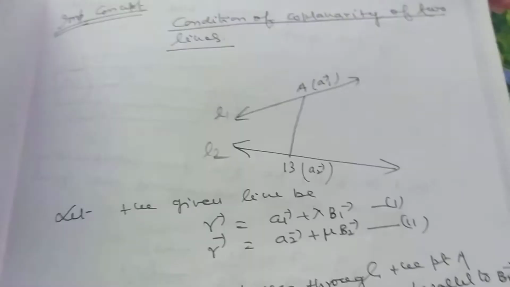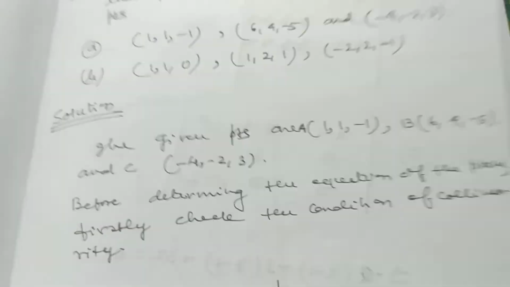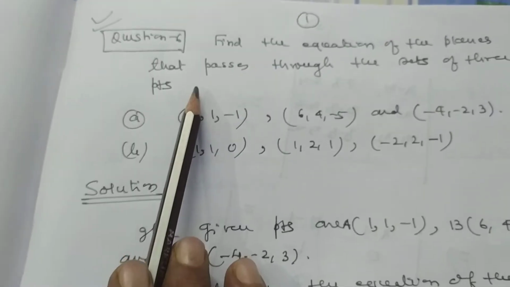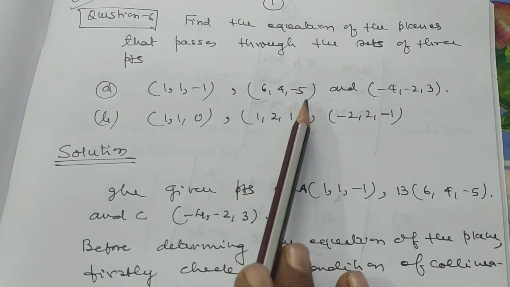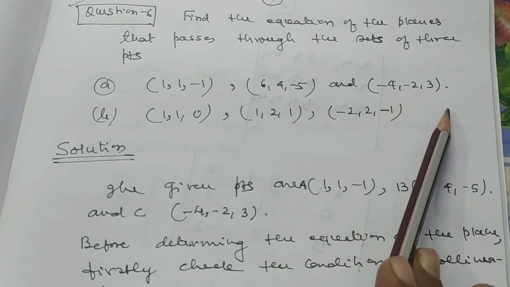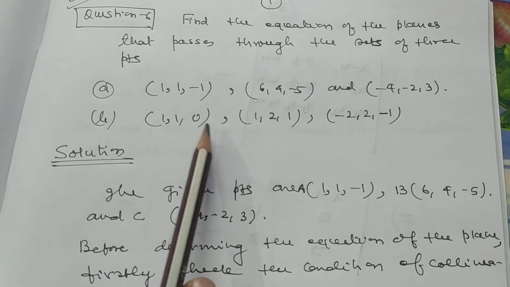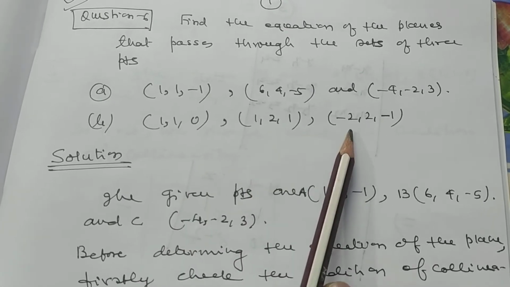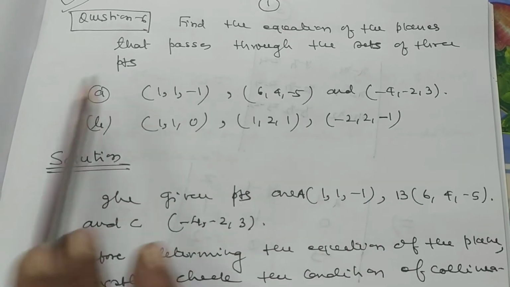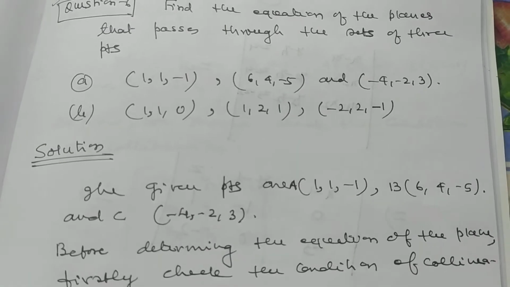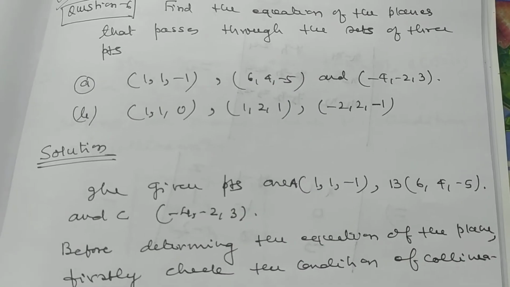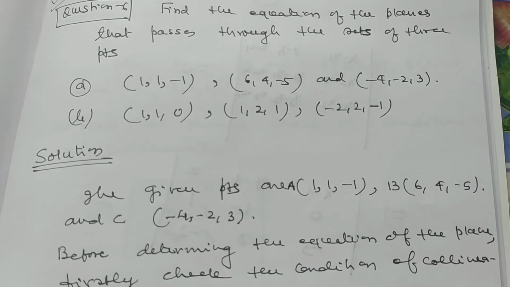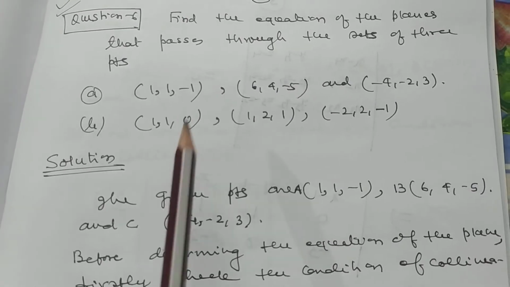We have already discussed this. Now my dear students, we will solve problem number 6 of NCERT: the points 1, 1, minus 1; 6, 4, minus 5; minus 4, minus 2, 3; and 1, 1, 0; 1, 2, 1; minus 2, 2, minus 1. There are 2 problems. How will you proceed? First you check whether the points are collinear or non-collinear. If the points are collinear, then an infinite number of planes will pass. So first you check. How will you check the collinearity of these points?